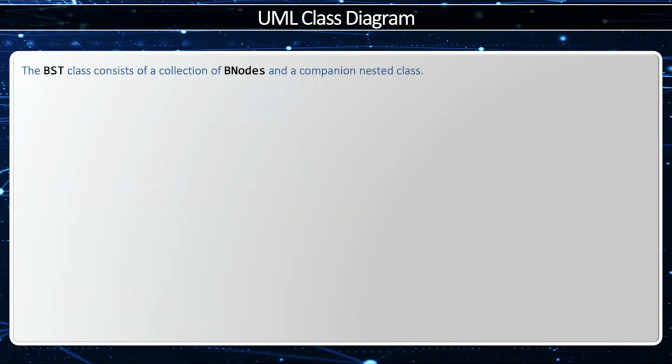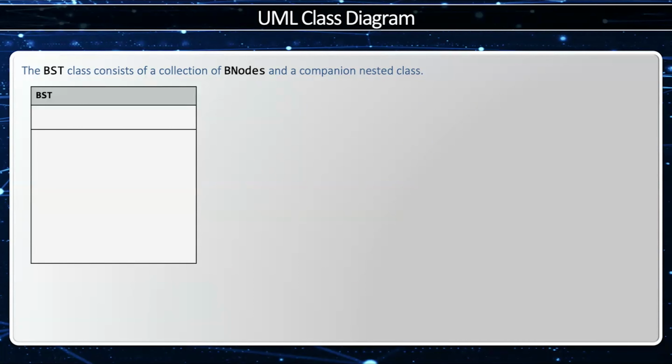The BST class consists of a collection of bnodes and a companion nested class. Now, the BST is not a container per se. In other words, there's not an instance of a BST in the standard template library, but rather we build the set and the map from it. And since the BST is a provider for the set and the map, we consider the BST to be a bridge design pattern.